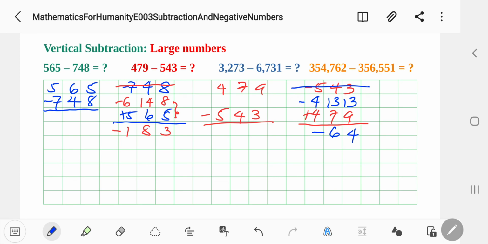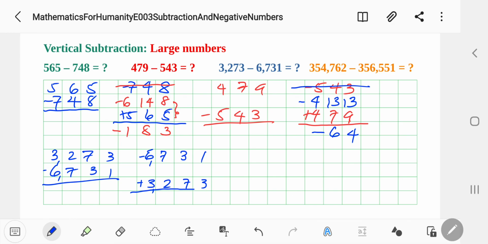And so next one is 3,273 minus 6,731. What is the answer? So again, you're subtracting a bigger number, so again, you have to reverse or interchange the two numbers. And then you have now negative 6,731 plus 3,273.